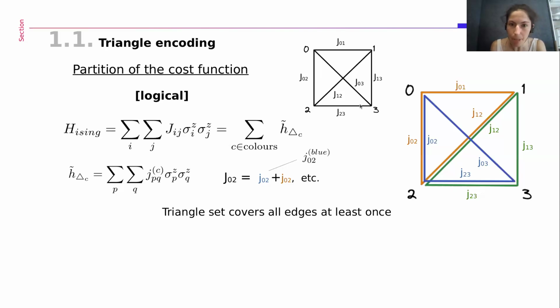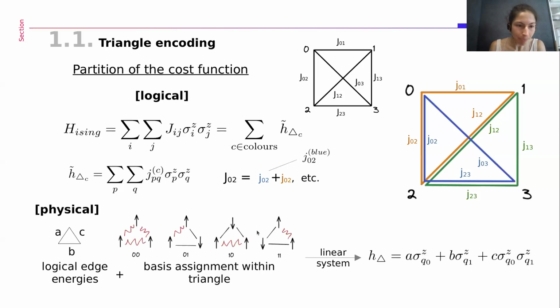And this essentially amounts to, if in the pre-partitioned problem we had this big J 1,2 between qubits 1, 2, then for the triangles that involve this very edge, which here you see are two of them, the energies of these tiny J's 1,2 have to sum up to the initial J 1,2. Well, here I wrote the example with 0, 2, but you know what I mean. And importantly, we need to cover each edge at least once.